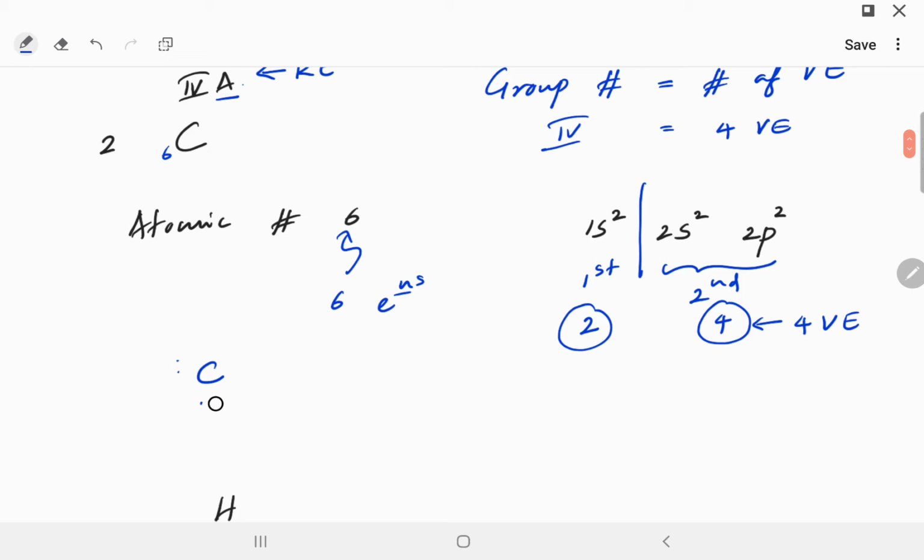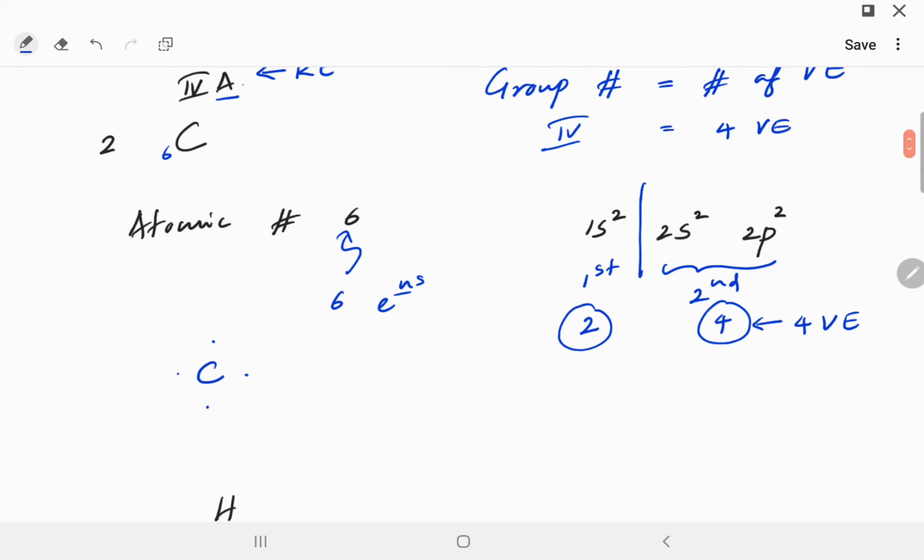But of course carbon only has 4 valence electrons. So the Lewis structure for carbon will be like this. You have 4 valence electrons, and each of them is unpaired, situated like this around carbon. Okay, so this is the Lewis structure for carbon.